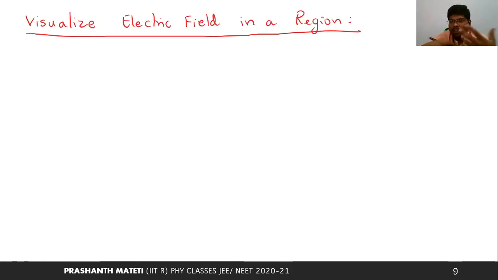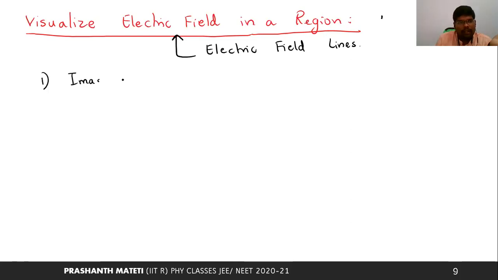And if you want to visualize them, we have to use one more concept, showing the electric field in the form of lines, called electric field lines, or you can even call them lines of force. So what are these electric field lines? They are generally used to visualize this. First of all, electric field lines are imaginary lines to represent the electric field in the region.